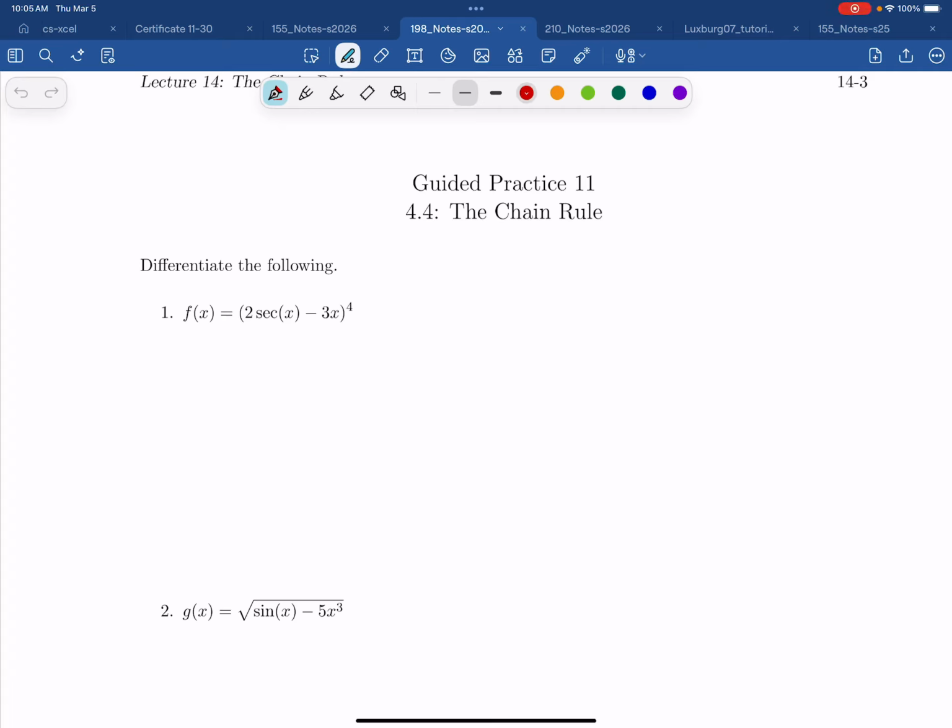Let's do some chain rule guided practice. For the following, note the outer and inner functions, right? x to the fourth is the outer function. 2 secant x minus 3x is the inner function.